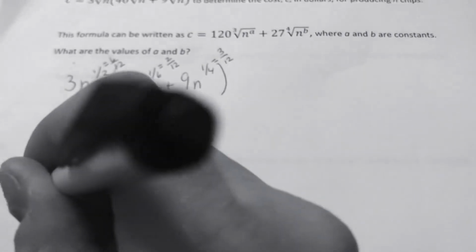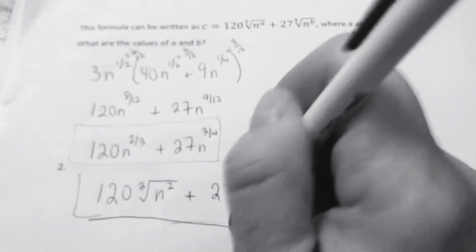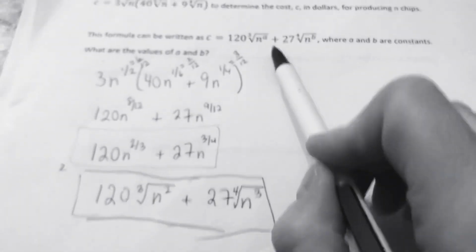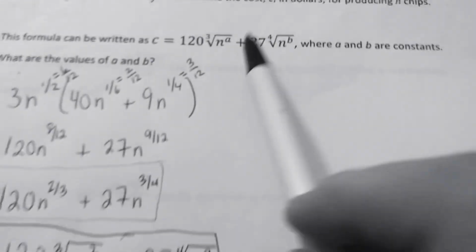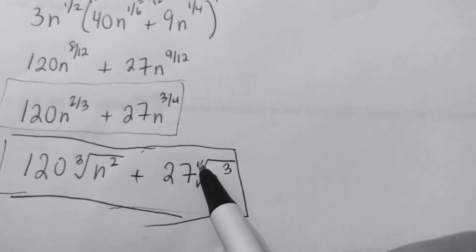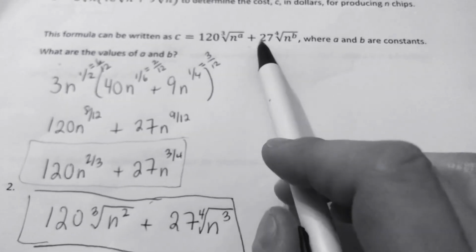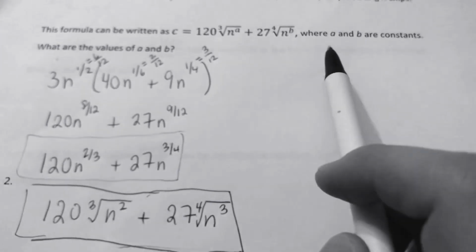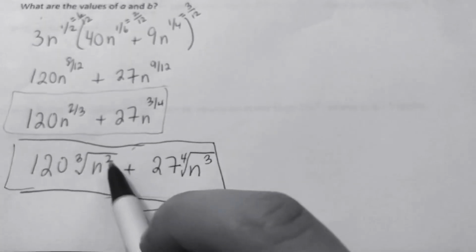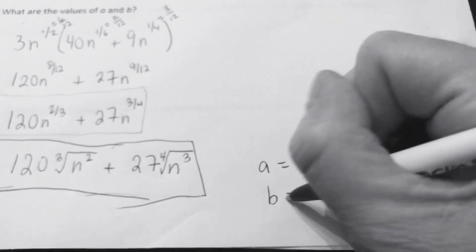Okay, now this is that. Now check yourself. They already showed that there's a 3 and a 4. So if your 3 and your 4 didn't match up, then something's wrong. So you knew it was going to be a cube root and a 4th root. Now to answer the question, what are the values of A and B? Your A is 2 and your B is 3.